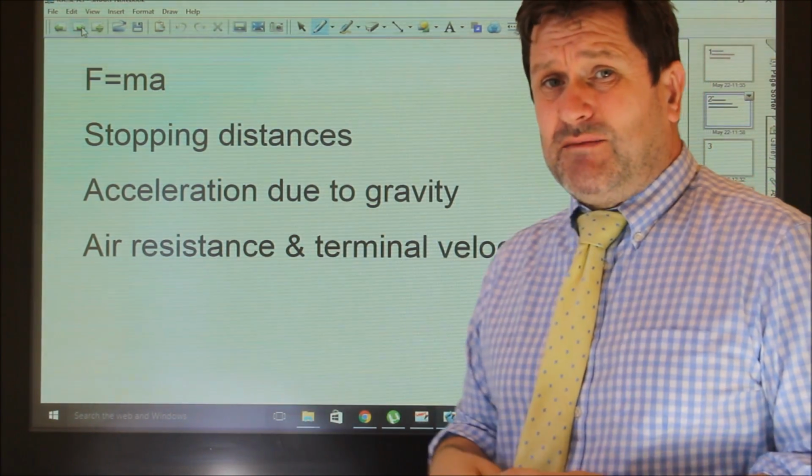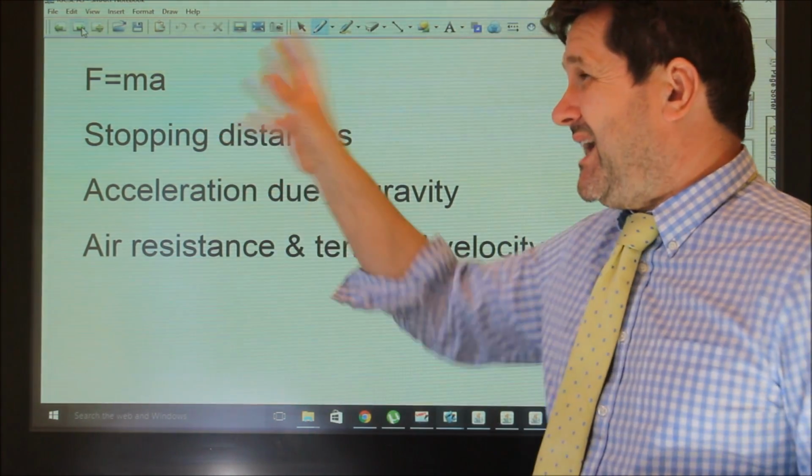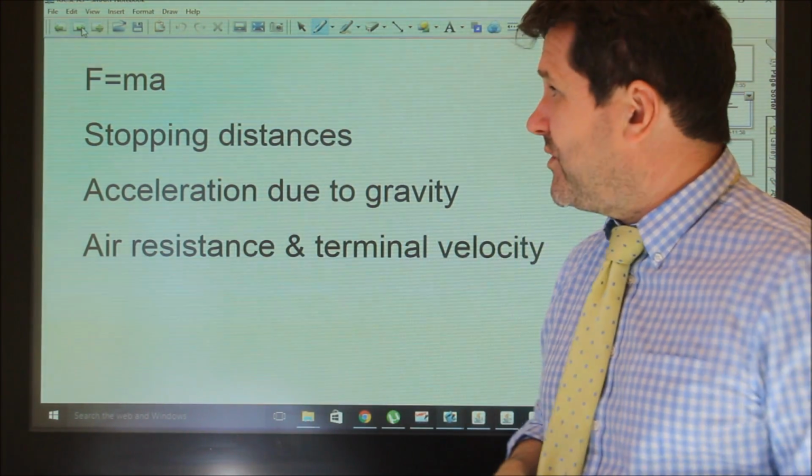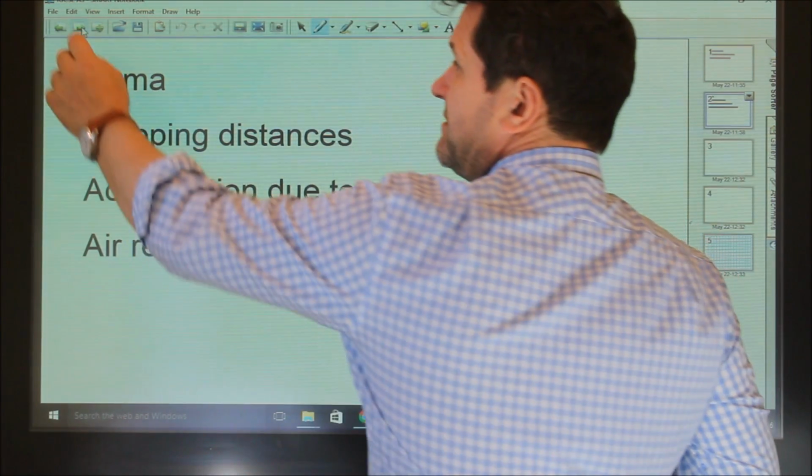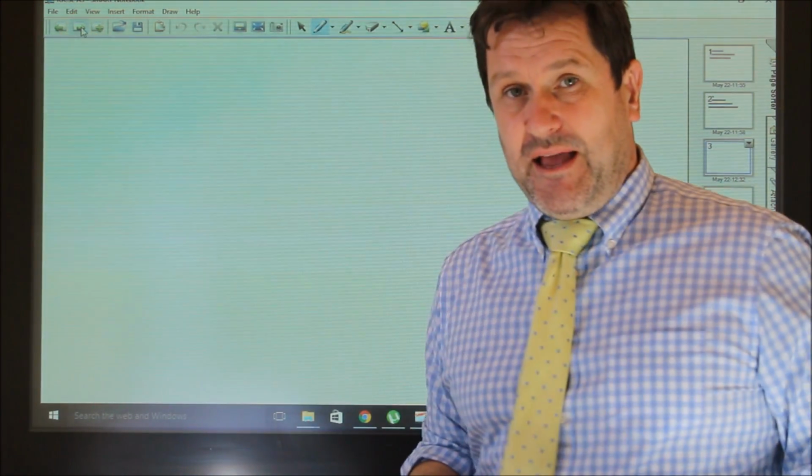The questions on this are slightly more difficult in the exam. These are slightly higher level than those which have gone before. So we'll get started with this. Newton's second law, F is ma.